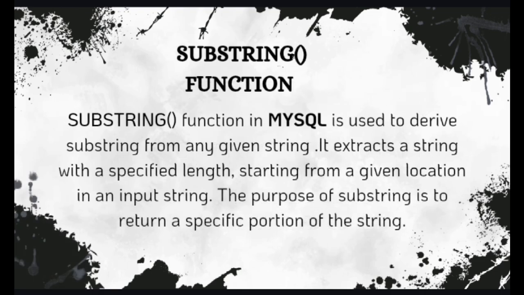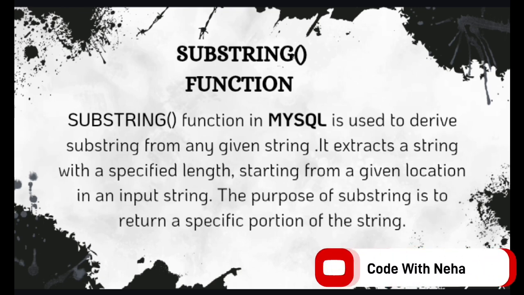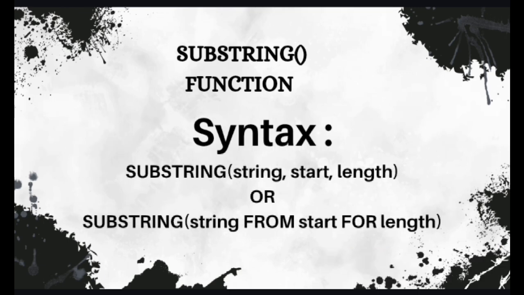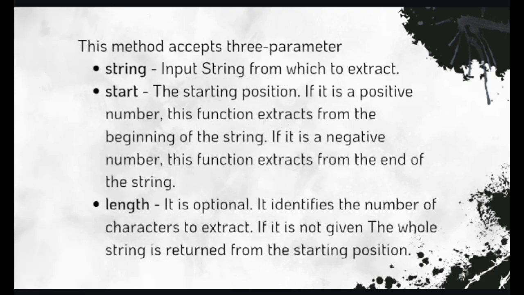The SUBSTRING function in MySQL is used to derive a substring from any given string. It extracts a string with a specified length starting from a given location in an input string. The purpose of substring is to return a specified portion of the string. Syntax: SUBSTRING(string, start index, length) or SUBSTRING(string FROM start FOR length).